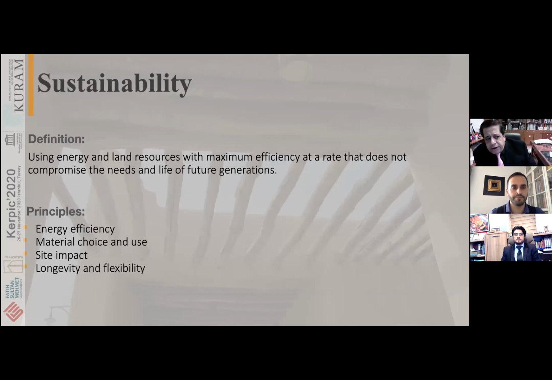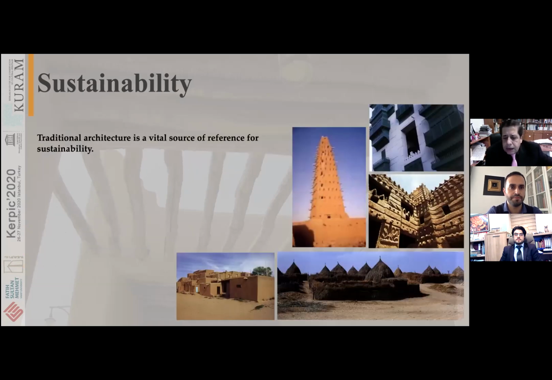Most scholars define sustainability as using energy and land resources with maximum efficiency at a rate that does not compromise the needs and life of future generations. The principles of sustainability are energy efficiency, material choice and use, site impact, and longevity and flexibility. Everybody agrees that sustainability is based on traditional architecture. Traditional architecture is a vital source of reference for sustainability.